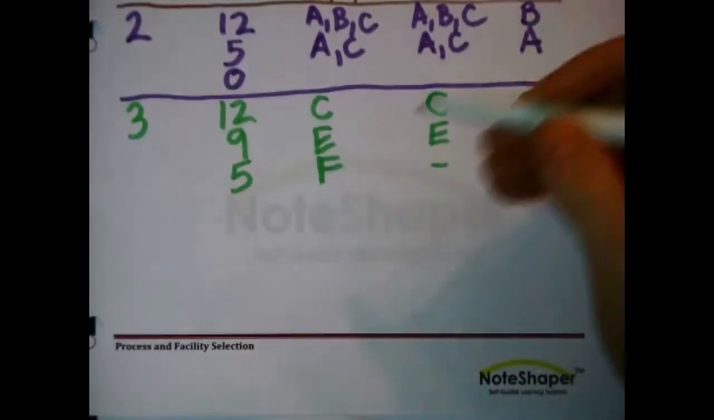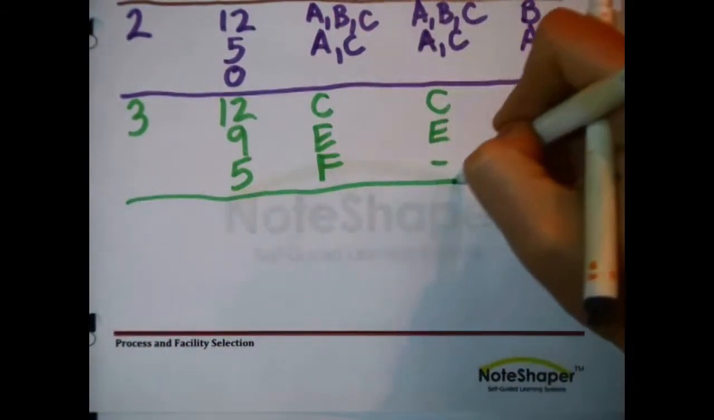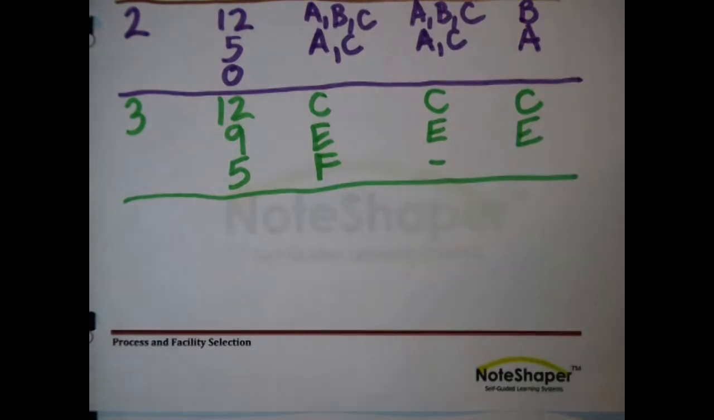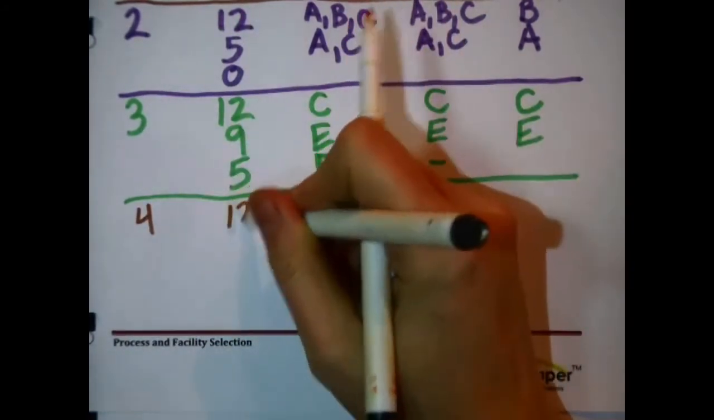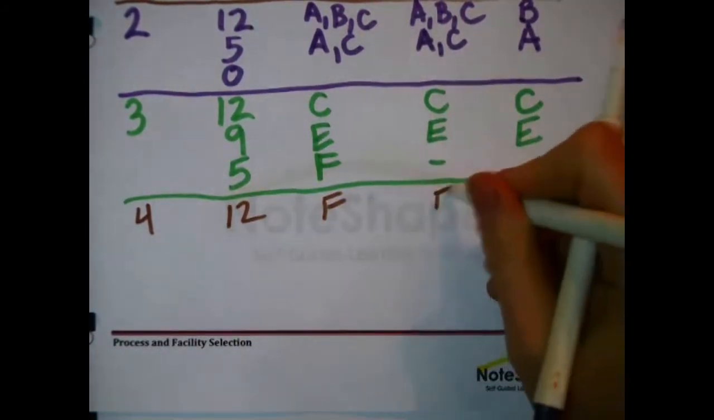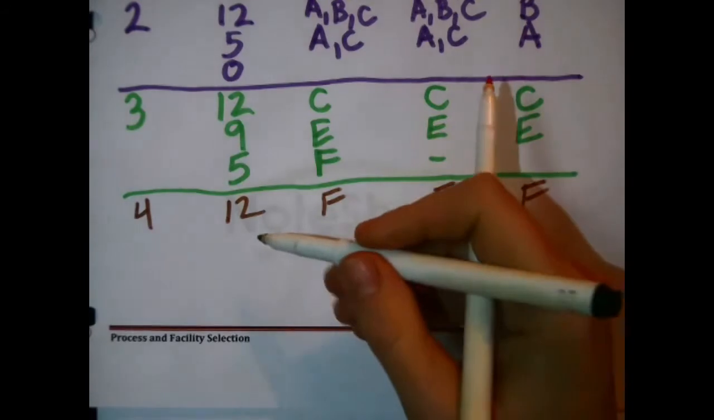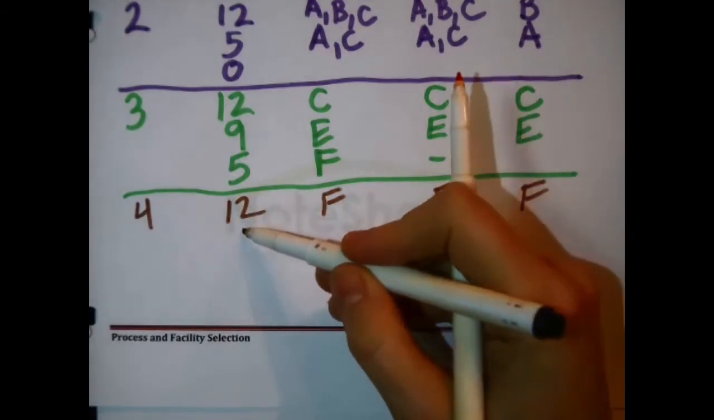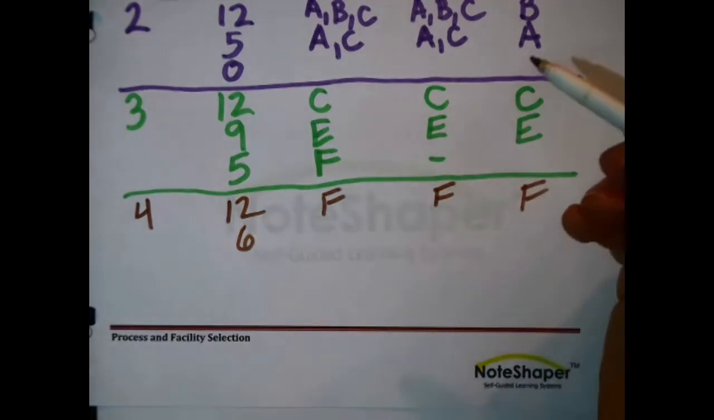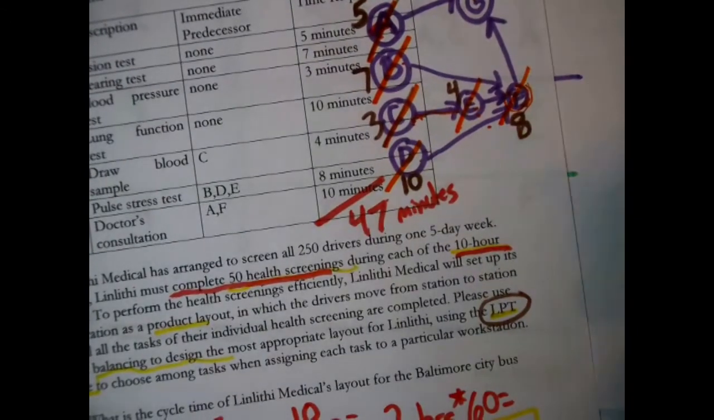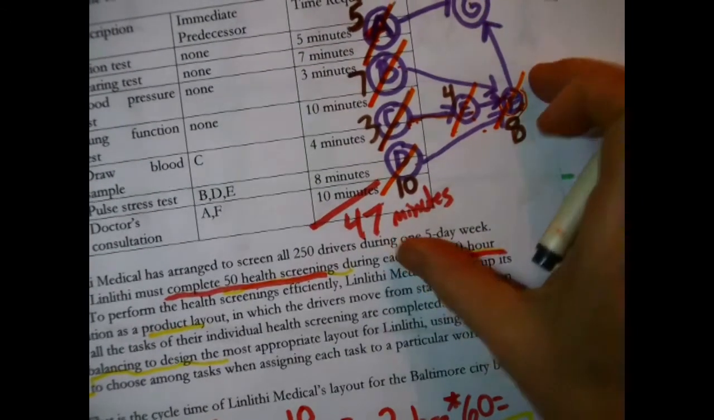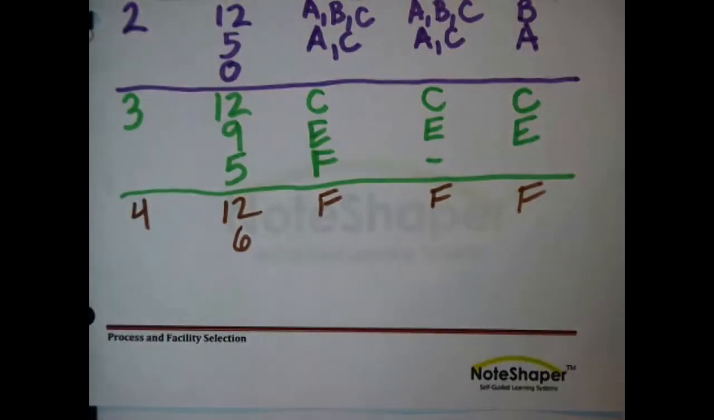Even though we have 5 minutes to spare at this station, we have to close it because there's nothing else that's going to fit. Open up another workstation. Now we're back to 12 minutes. F is still the only candidate. F automatically gets the assignment. It was only 8 minutes long, so 12 minus 8, there's 6 minutes to go at this station. And there's only one other task that needs an assignment, and that's G. Finally, G is ready to be assigned because A and F have been assigned before it.